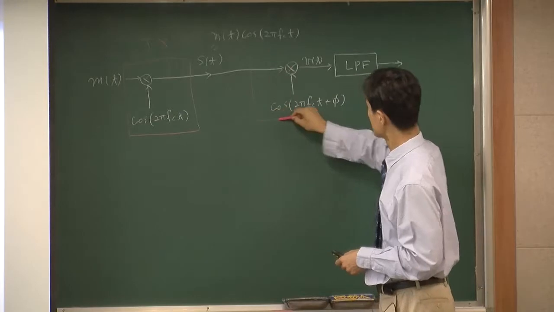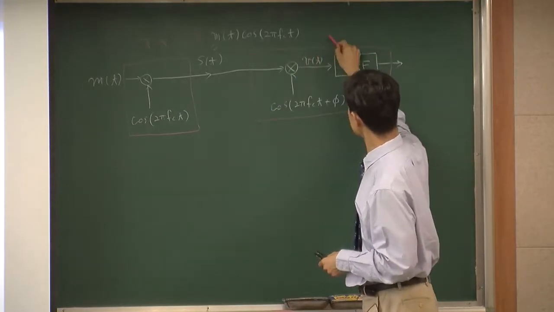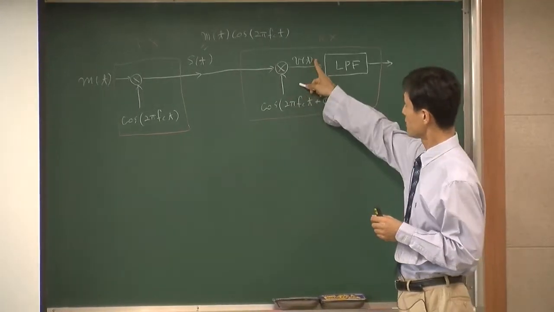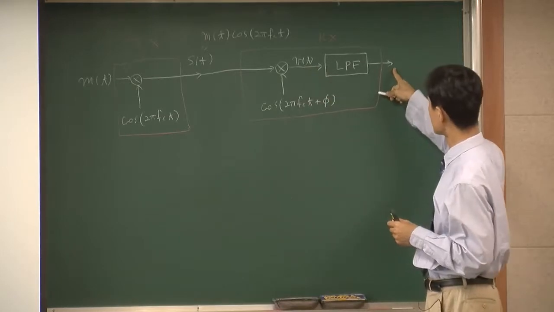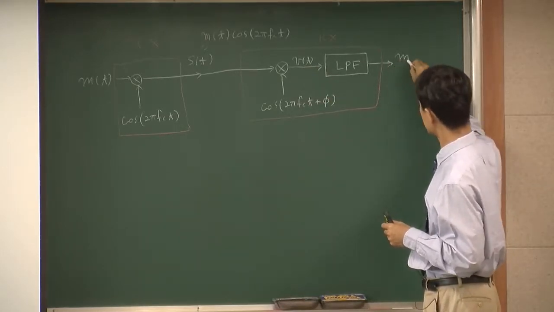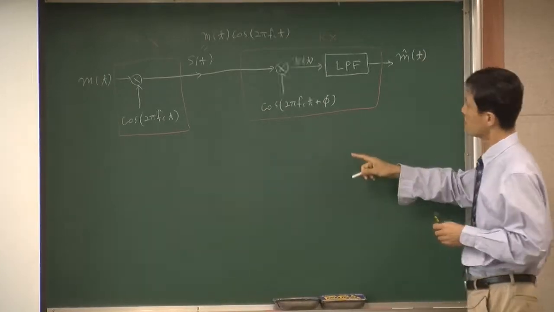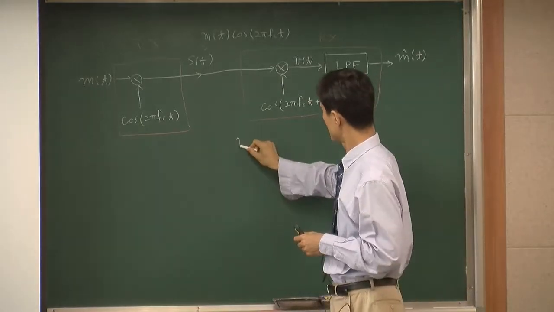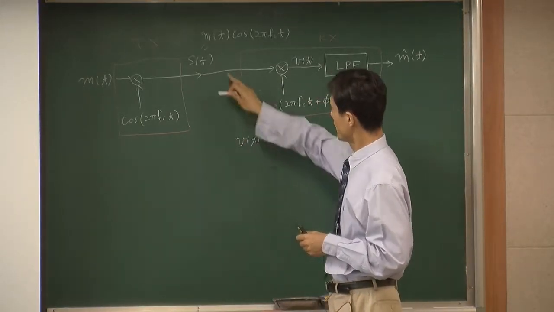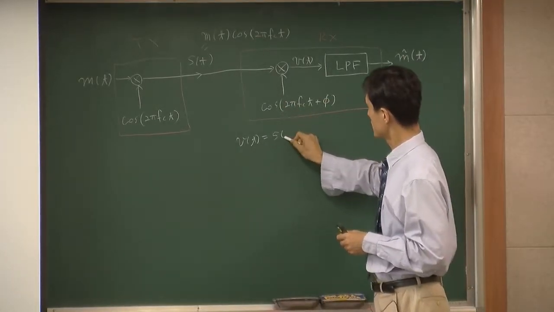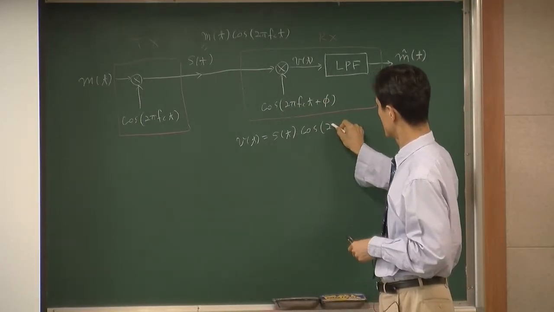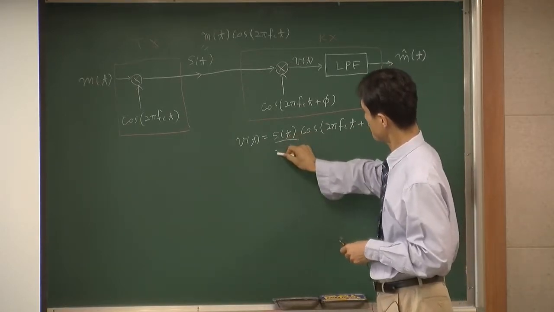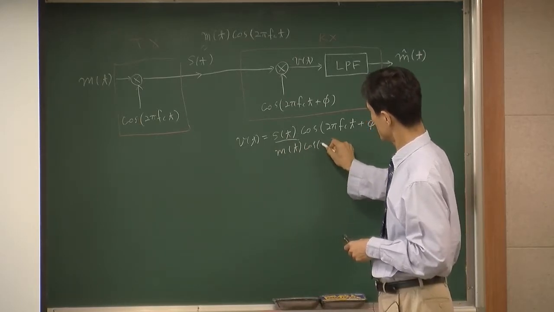So here is a receiver, RX. What you need to remember is here, v(t), and also right here. Let me call this one m hat t. When you look at this v(t) right here, v(t) equals s(t) times this one, right? So s(t) times cosine. But s(t) actually was m(t) times cosine.